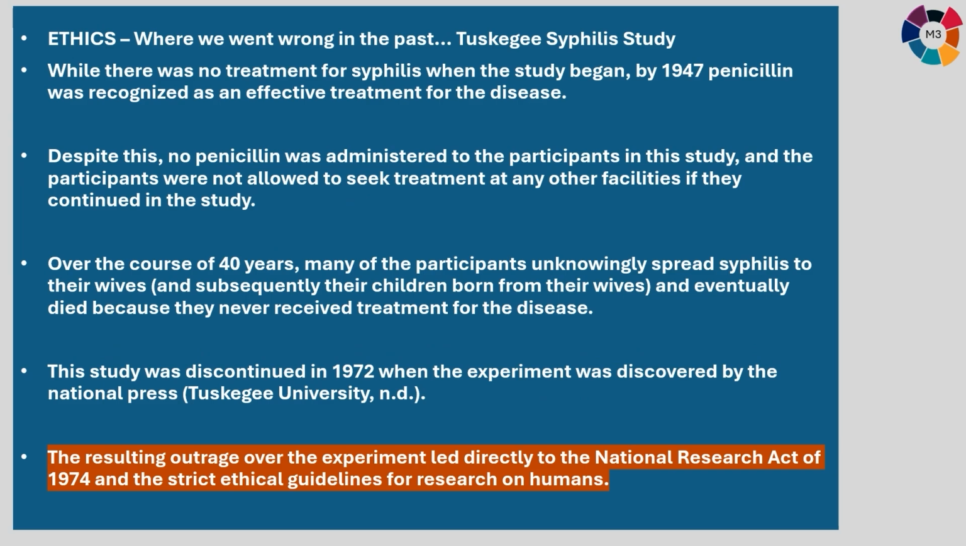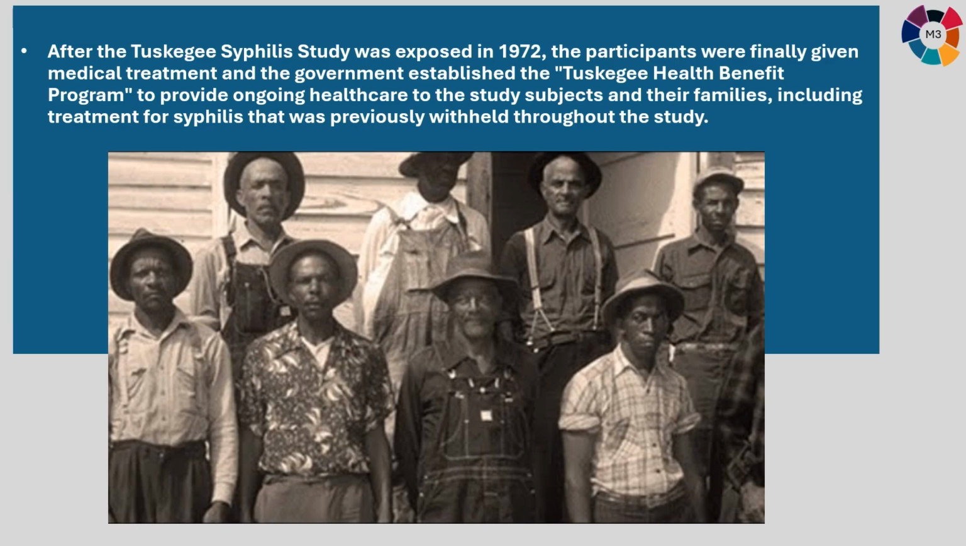After the Tuskegee syphilis study was exposed in 1972, the participants were finally given medical treatment, and the government established the Tuskegee Health Benefit Program to provide ongoing health care to the study subjects and their families, including treatment for syphilis that was previously withheld throughout the study. That being said, nothing about this study was okay. Nothing about it was ethical. Not okay. But here is a video that will be linked below that talks about some personal reflections of people that were involved in the study.